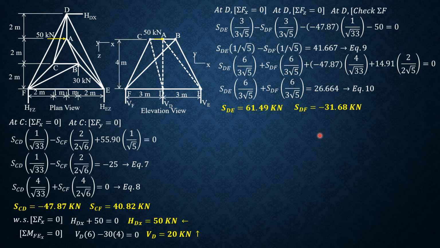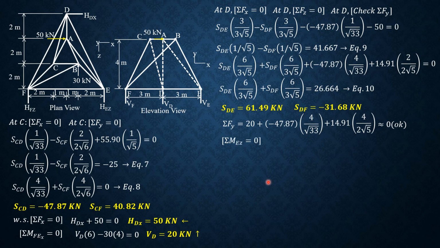So let's check the summation of forces in Y to validate our answers. Summation forces Y equals V sub D upward 20, plus the upward component of CD, but its magnitude is negative 47.87 times 4 over square root of 33. 4 is the vertical component of distance over distance. And SAD is positive 14.91 times 4 over 2 square root of 5. Then check if it is 0 or almost 0, so almost 0, okay.